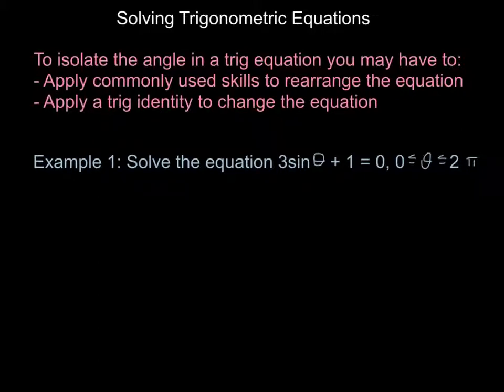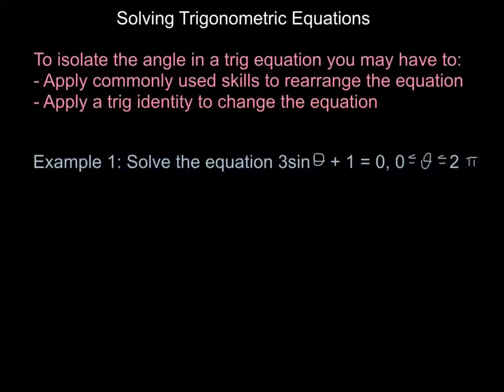This is the idea behind reversing BEDMAS when rearranging any equation. And you might have to apply a trig identity to change the equation. Sometimes it won't be written in a way that you can solve directly. So example 1: we're being told to solve the equation 3 sine theta plus 1 equals 0, where theta is between 0 and 2 pi.